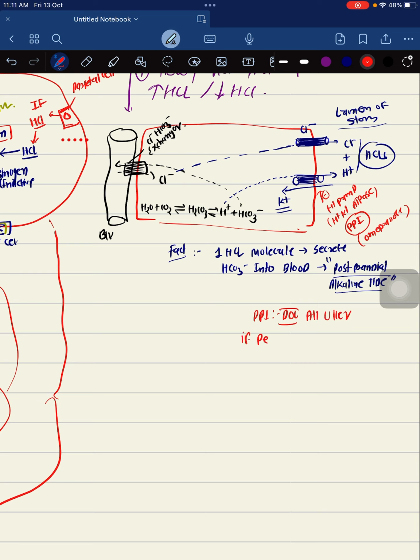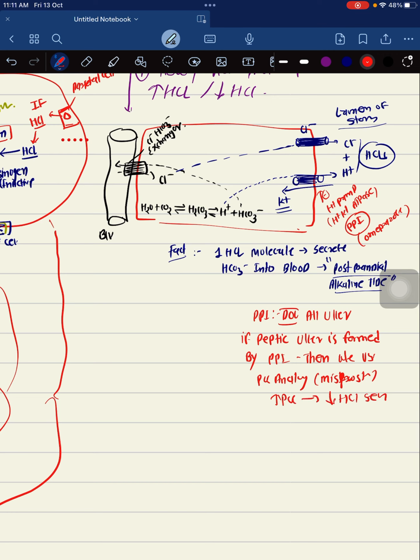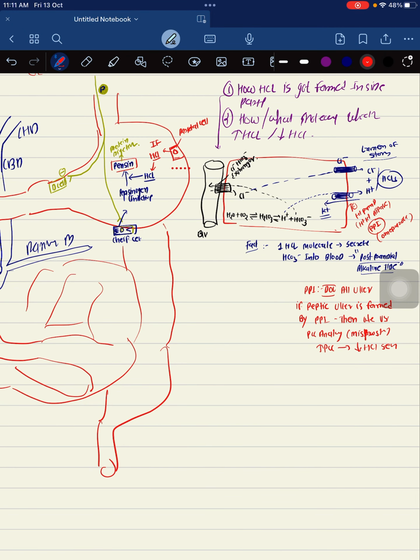If the peptic ulcer is formed by PPI, then we use prostaglandin analogs like misoprostol, which increase the PG and will decrease the HCl secretion. Our first question was how HCl is formed inside the parietal cell, and we are done with it.